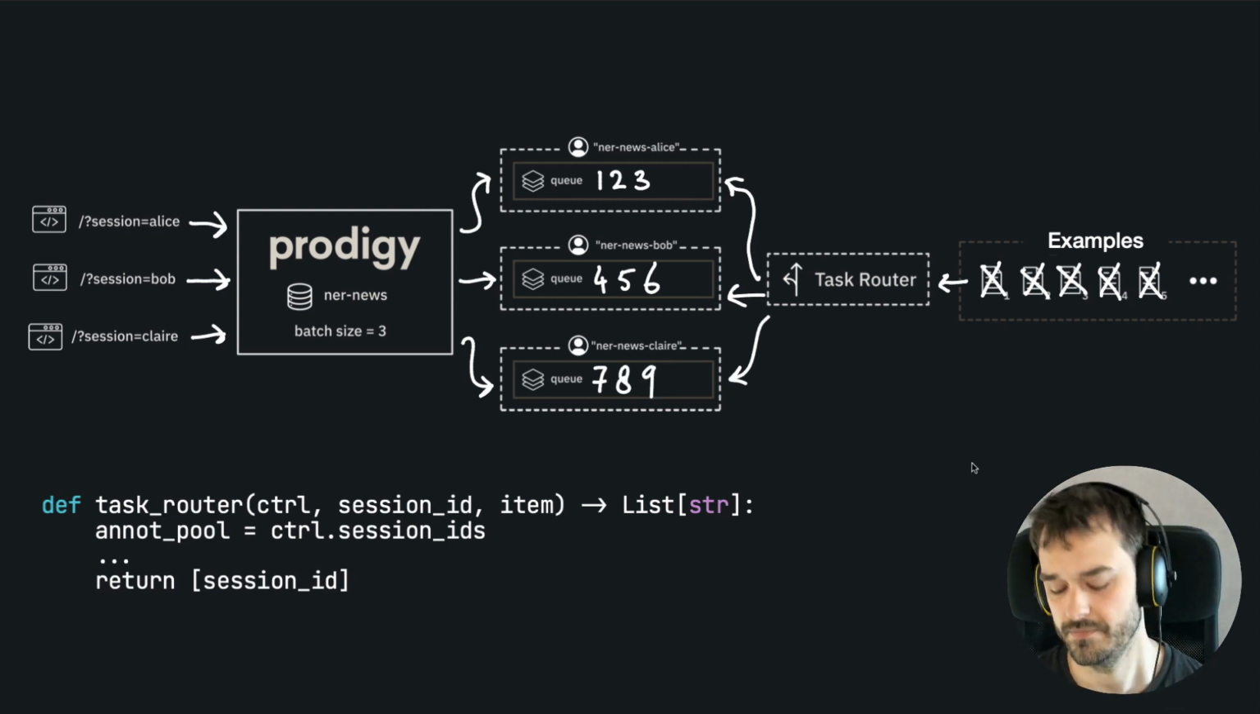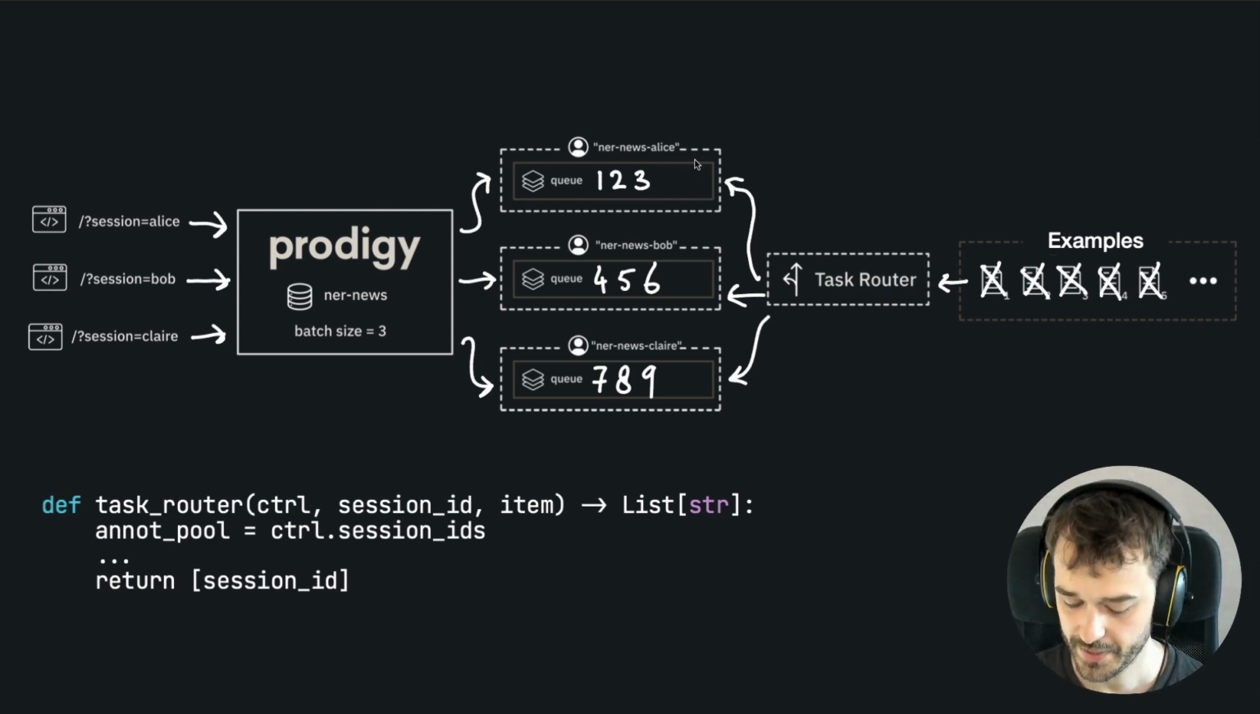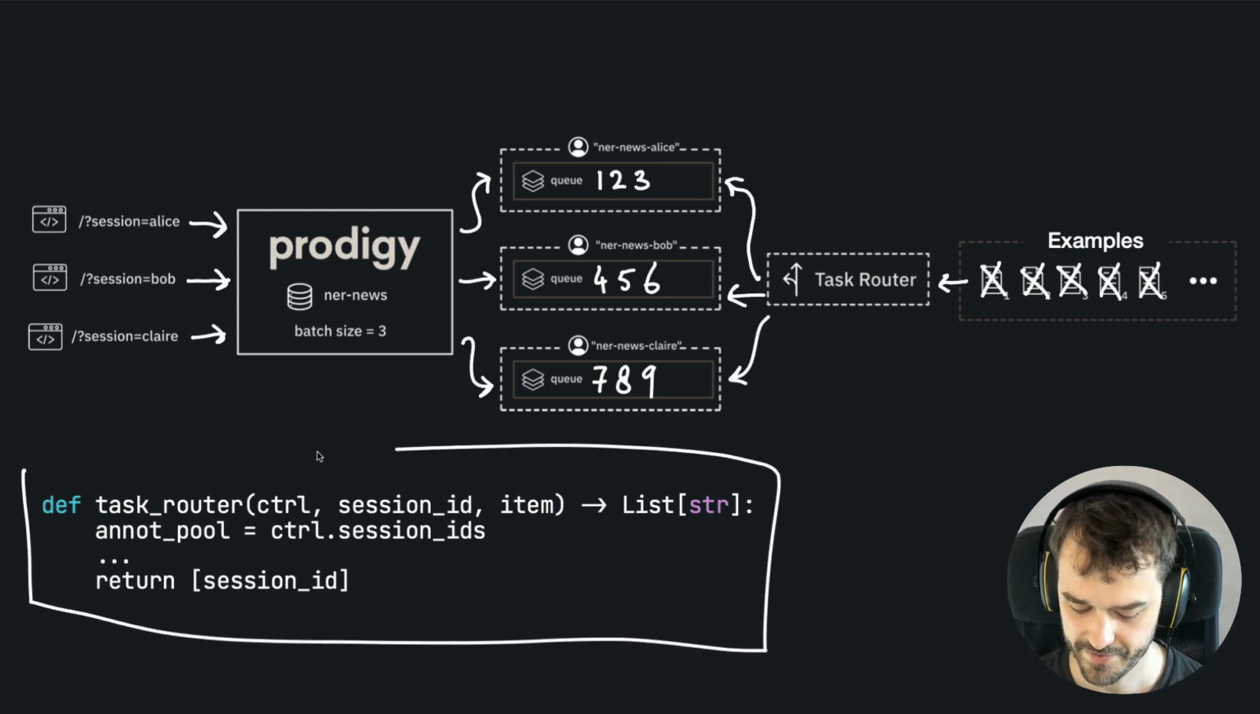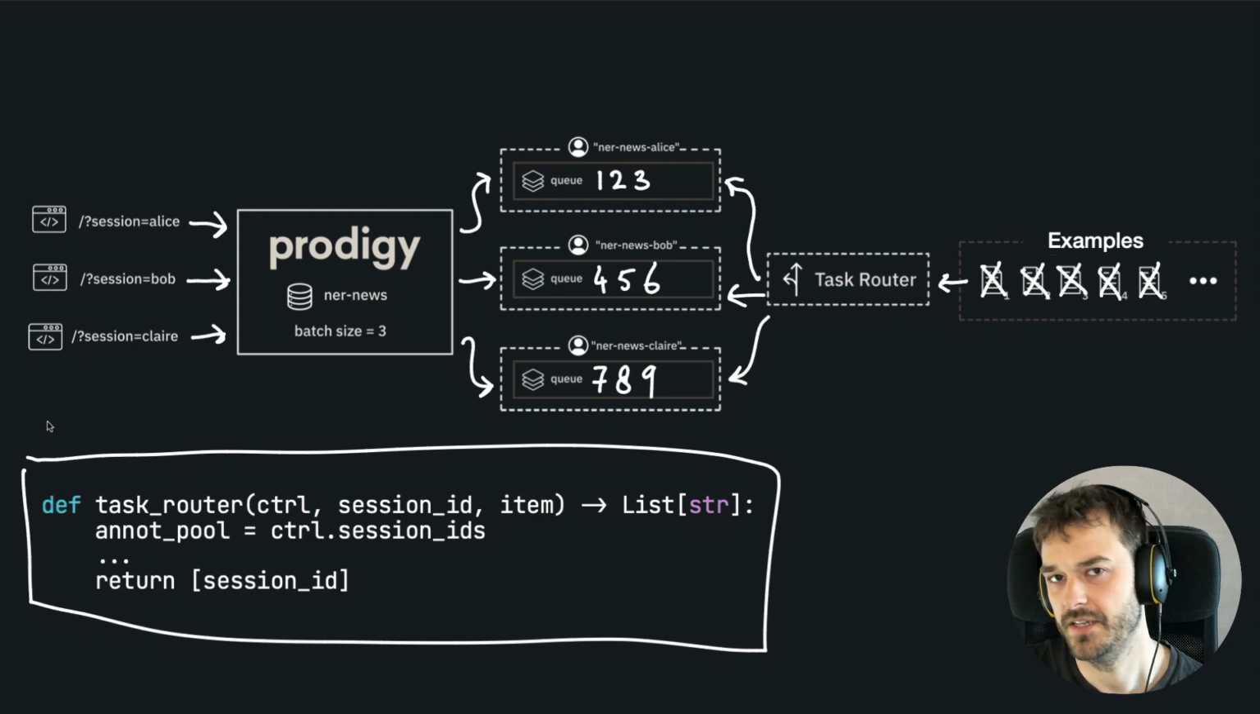Now, of course, when these queues become emptied, the task router would start routing again. But I do hope that the relationship between what's happening under the hood and the part that this task router function plays, that's maybe just a little bit more clear now.